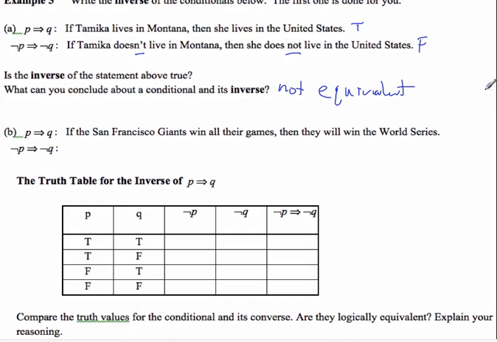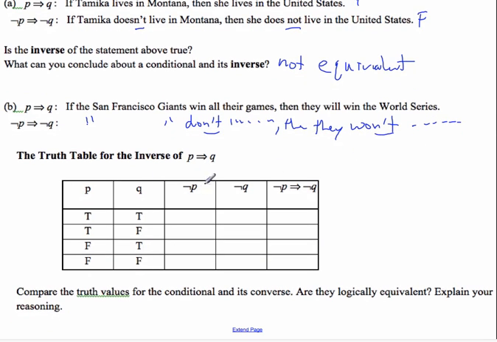If you look at this example, if the San Francisco Giants win all their games, then they will win the World Series. You basically just need to rewrite the entire statement: if the San Francisco Giants don't win all their games, then they won't win the World Series. So you just need to stick a not into the statement.